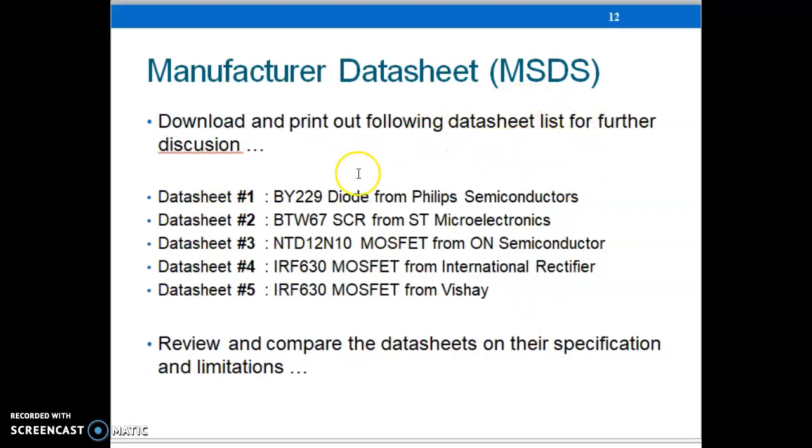For this slide, please download and print out these 5 reference datasheets that we're going to use for the discussion throughout this subject.